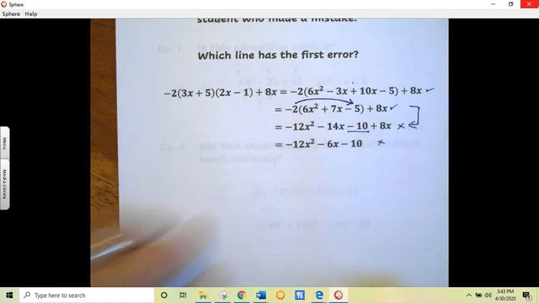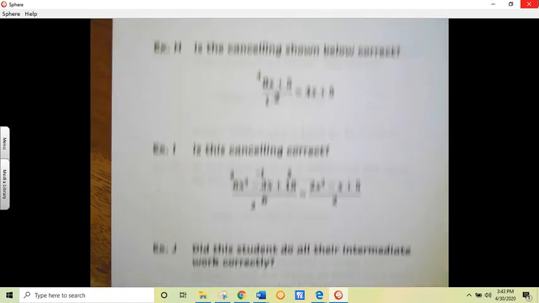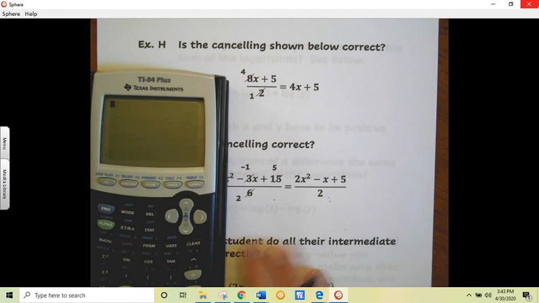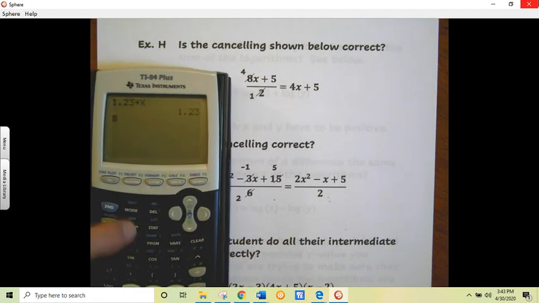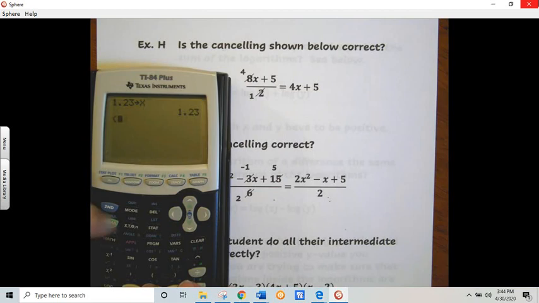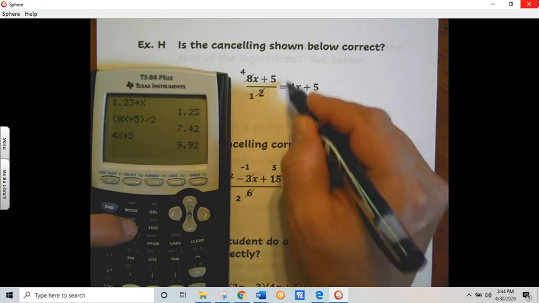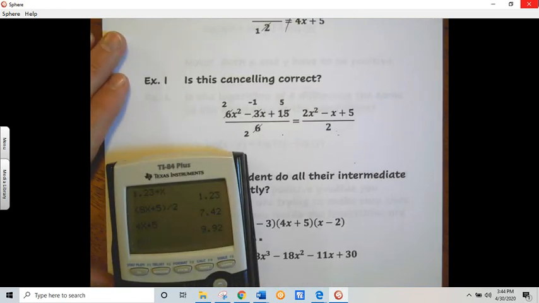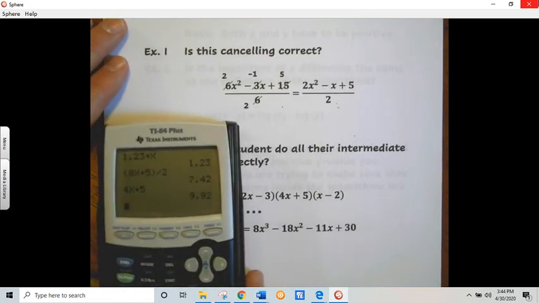Okay, so next page, we're going to check the canceling here. Let me clear this off, store my value for x, and again, you can type whatever you want. I'm going to type the original problem and the answer to see if this canceling is correct here. So 8x plus 5 all divided by 2 gives this value, and 4x plus 5 gives a different value. So that's wrong, incorrect.